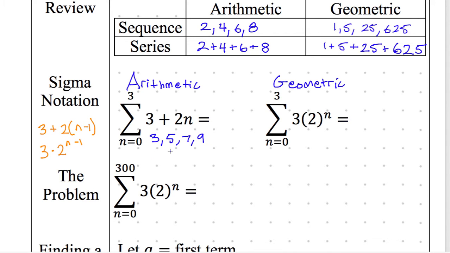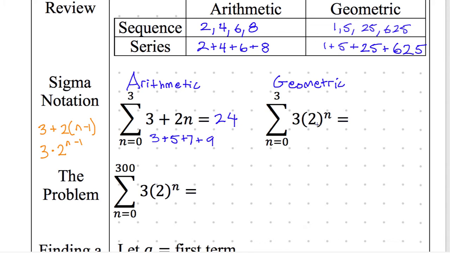There are 4 numbers in this sequence because you go from 0 to 3, including 0. So there are a total of 4 numbers. I should be adding them, not using commas. 3 plus 5 plus 7 plus 9. 3 plus 7 is 10. 10 plus 9 is 19. 19 plus 5 is 24. And there's our answer, 24.